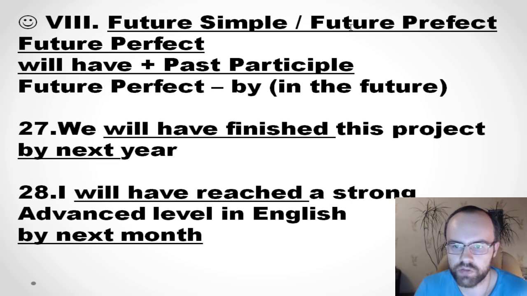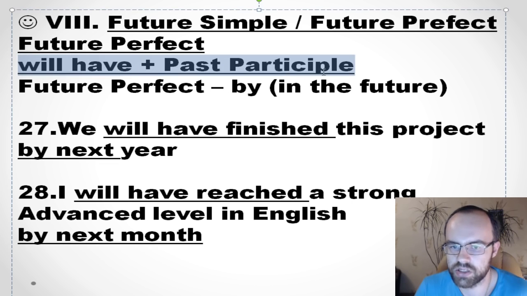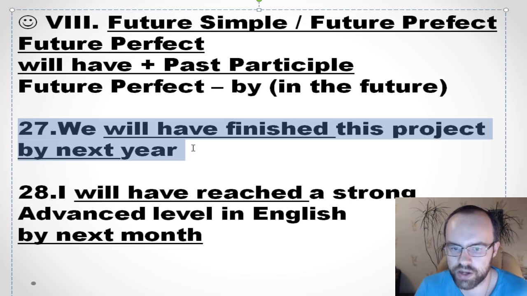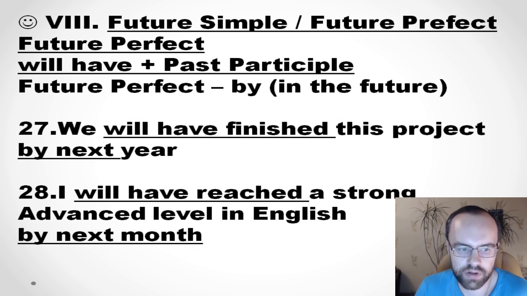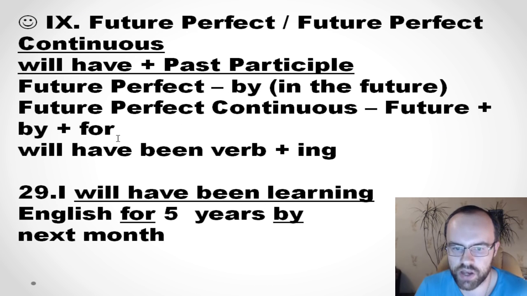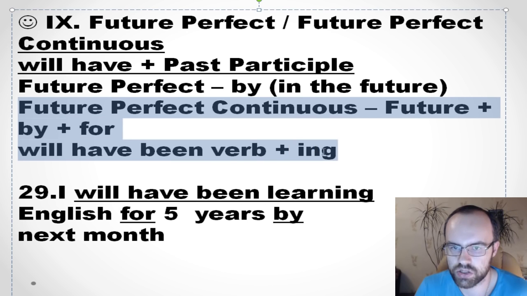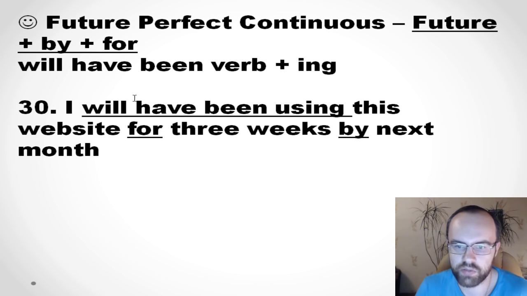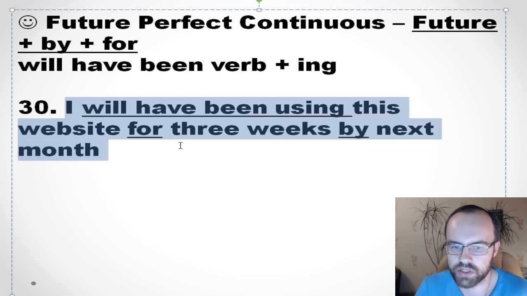Okay, what about future simple and future perfect? Just the structure maybe is a little bit difficult: will have plus past participle, but actually it's very easy to understand when you use it. When you have by, we'll have finished this project by next year. If you have by and for, you need to use future perfect continuous: will have been plus verb plus ing. So I will have been using this website for 3 weeks by next month.